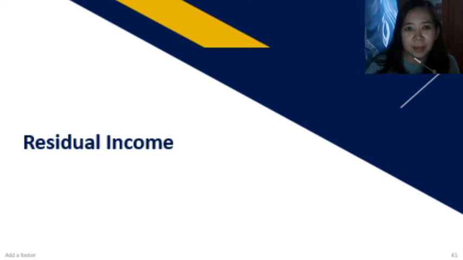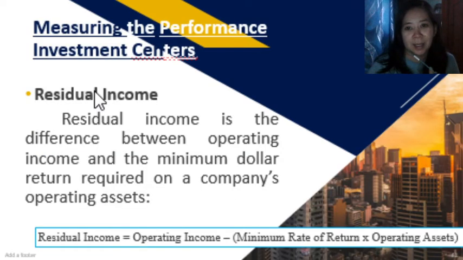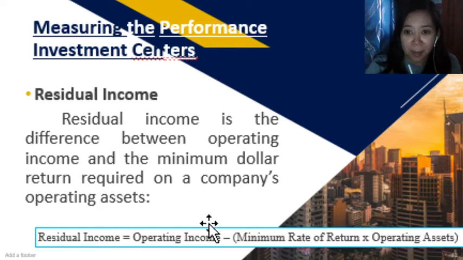For this next video lecture, this is still part of the performance evaluation of the investment center. The second evaluation measure is the residual income. RI, or residual income, is the difference between the operating income and the minimum dollar return required on a company's operating assets. So we have here the formula to determine the residual income.